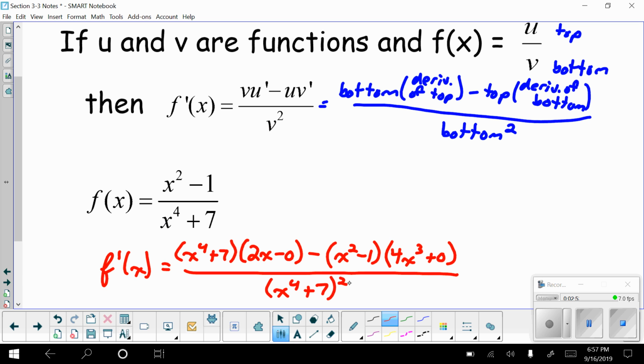Now, common mistake here, a lot of students focus so much on the numerator they forget to put it over the bottom squared.